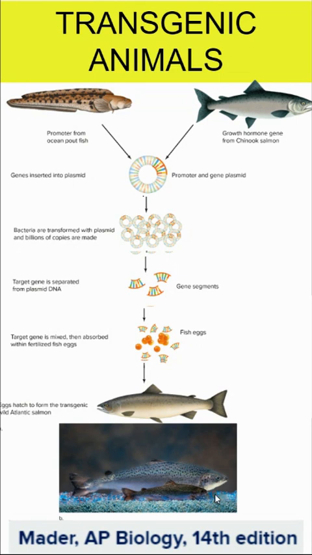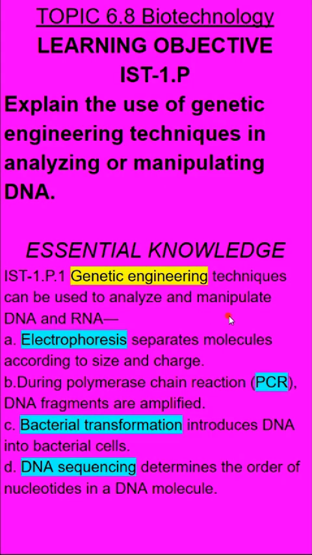So, to try and control this process, all of these transgenic salmon are female and sterile. So the only way you can create these is through this process. So again, we have genetic engineering like electrophoresis, polymerase chain reaction, bacterial transformation, and DNA sequencing that all lead to the uses of biotechnology.